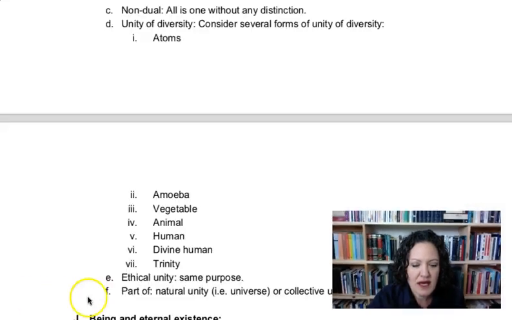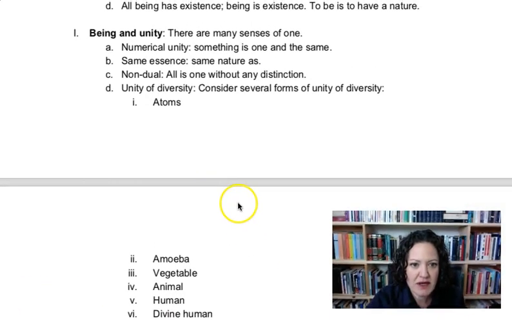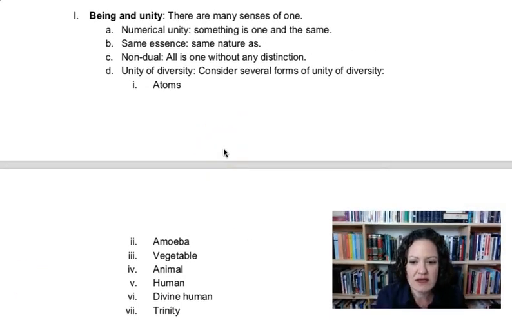Okay, so from here, we're going to be discussing a lot of metaphysical topics. Remember, metaphysics asks the question, what is real? What is eternal? And so we are going to return to the handout, and we're going to pick up on this topic of being and unity. And we're going to address the ambiguity of one.